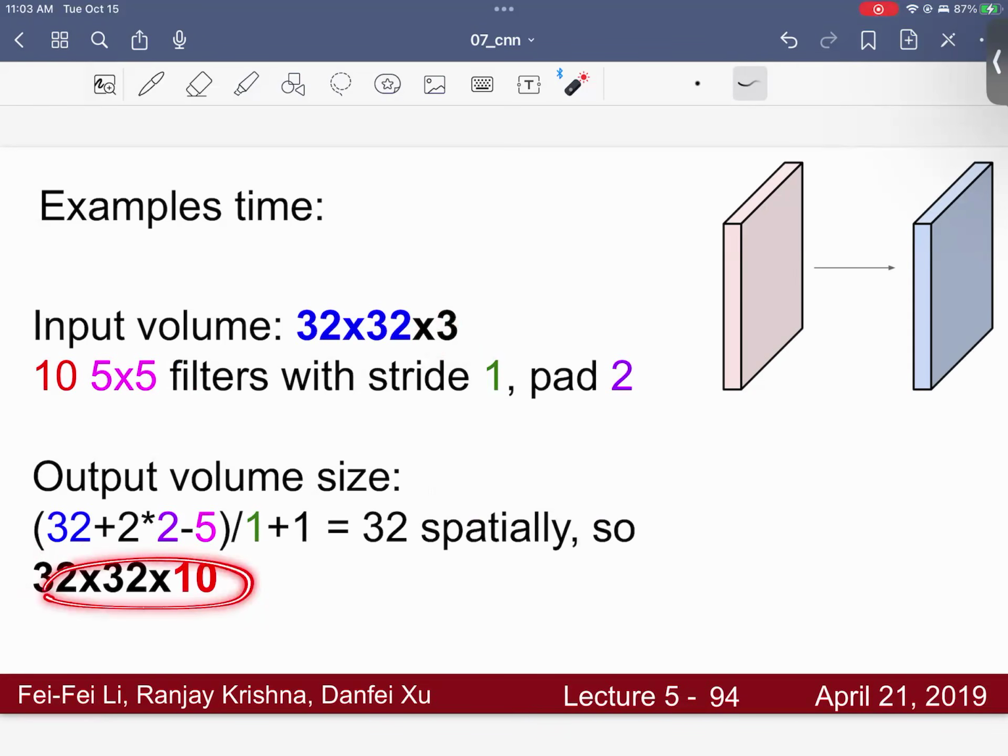So far so good. You should be able to calculate this in your head. If there is anyone who can't understand what's going on, you can raise your hand or ask me a question, like why would we get this? Is there anybody who doesn't understand this process? When you have 32 by 32 by 3, you want to convolve with 10 5 by 5 filters with stride 1 and pad 2, you would get this activation dimensionality out. Is there anyone who doesn't understand this?